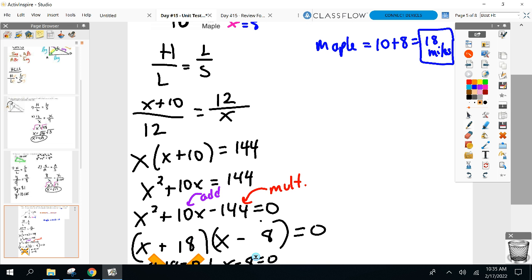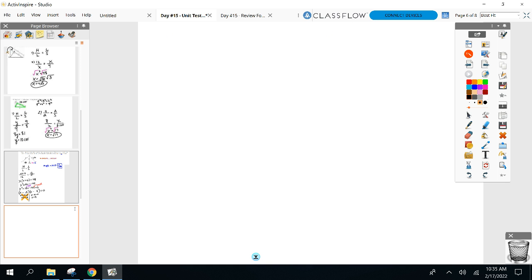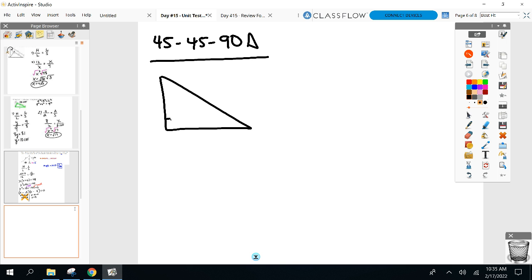All right, before we leave, let's talk about 30-60-90 and 45-45-90. Let's talk about the rules before we do examples. If you got to look back, because I'm just going to start calling on people right away here. All right, two rules for the 45-45-90. This right triangle has two legs and a hypotenuse. Agreed, two legs and a hypotenuse.